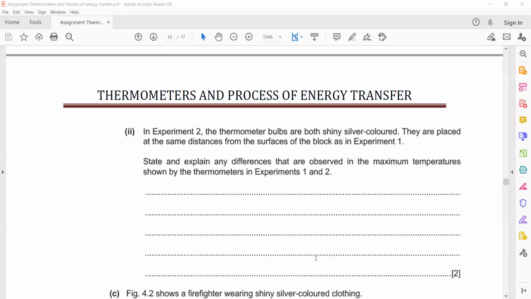Yes, you will compare when you mention shiny surfaces are good reflectors. So the reading will be lower, or it will rise slowly. That's right. In experiment 1, the maximum temperature is higher due to the dull and dark surface, but in experiment 2 it's a shiny surface which is a good reflector. So the temperature reading will be lower, or as you mentioned, the ratio will be the same but with less temperature. That's also correct.